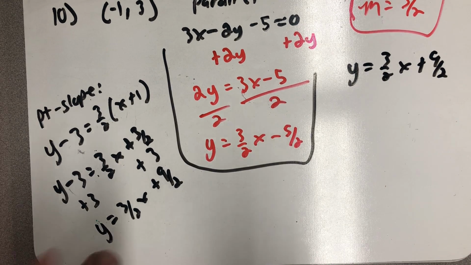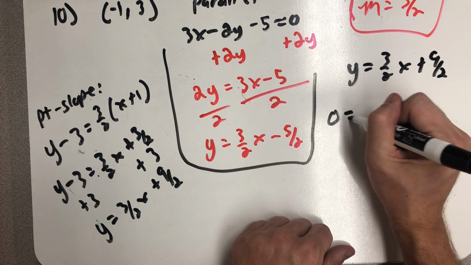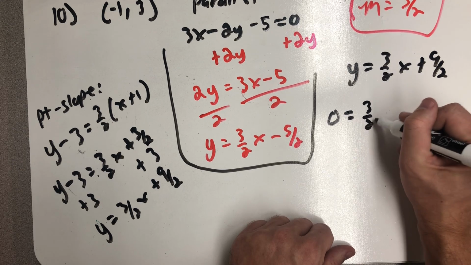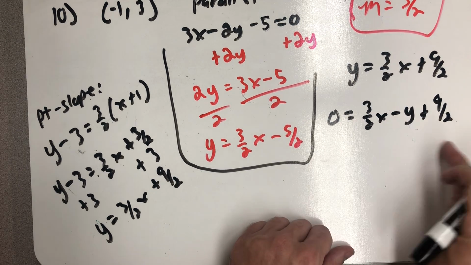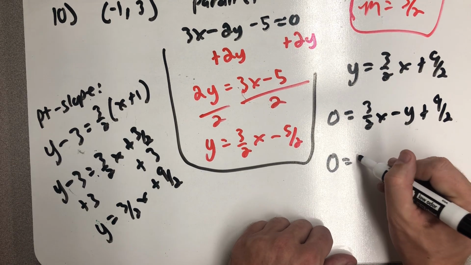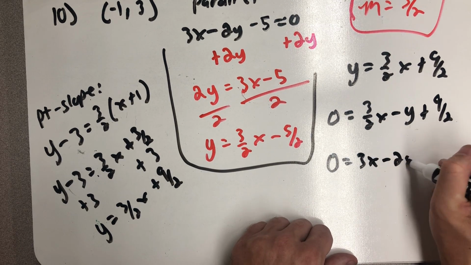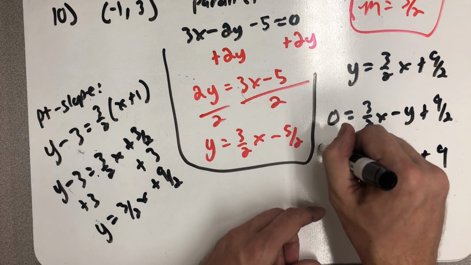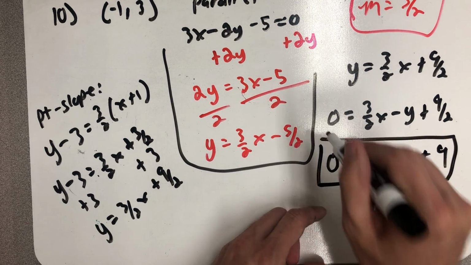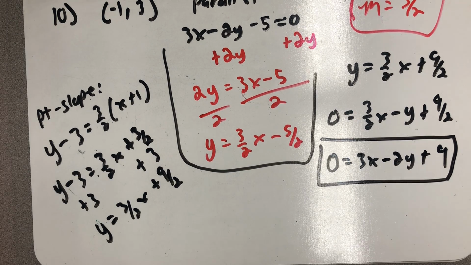But I'm supposed to find the general form. So I'm going to get 0 on one side. So I'm going to take y away from everything. And now I'm going to multiply everything by 2 just to make my line as nice looking as I can. Get rid of those fractions. Multiplying everything by 2, there's my nice happy general equation of that line.